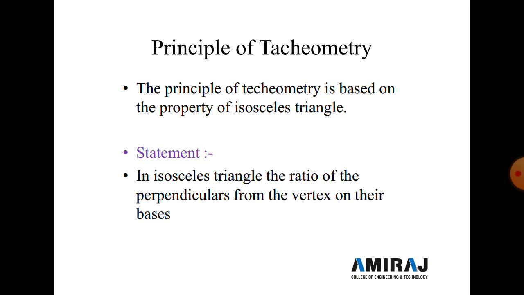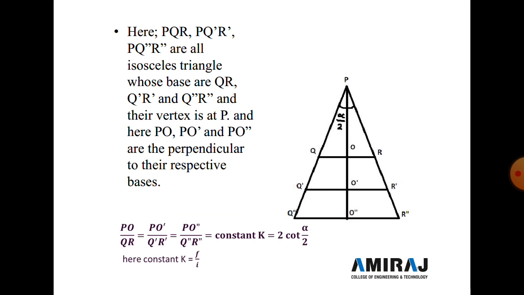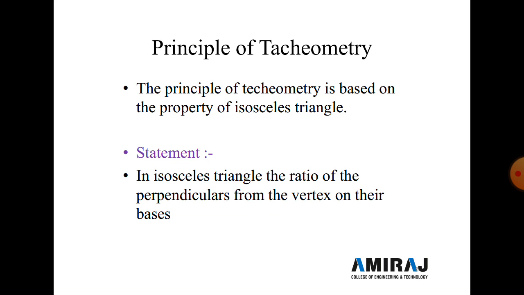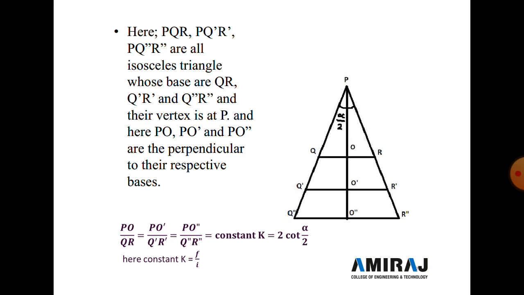Next, the principle of tacheometry is based on the property of an isosceles triangle. So what is an isosceles triangle? We discuss it in the next slide. The statement in an isosceles triangle: the ratio of the perpendicular from the vertex on the base is the main statement of the isosceles triangle. Now see this figure.